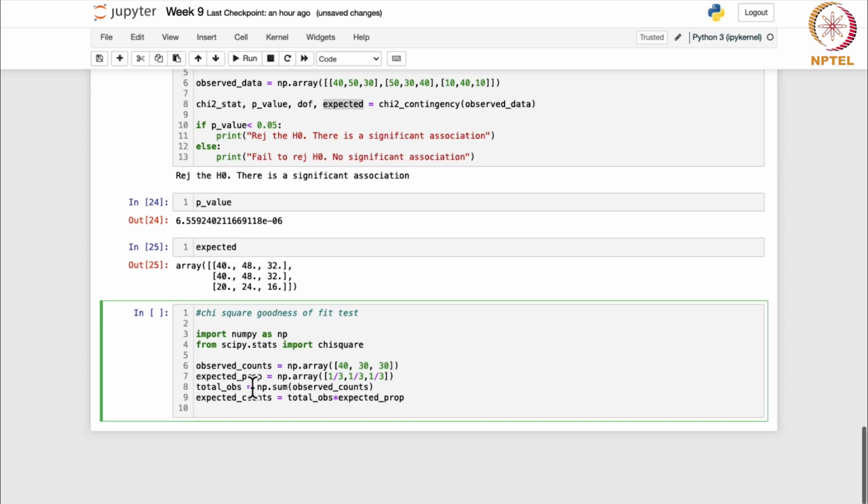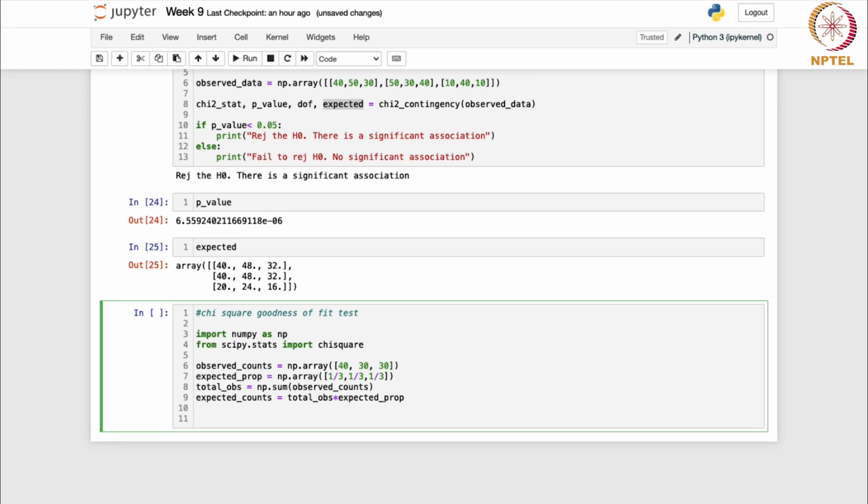Okay. So first you have the observed counts, then you have your expected proportions for each event under the null hypothesis. So we are assuming that each event is equally likely, so the proportion is 1 by 3 for each of them. Then here we are calculating the total number of observations. We sum up all the observed counts, and then we calculate the expected counts for each event based on the total observations and the expected proportions. So you are going to multiply them in order to get the expected counts. Okay. Now you can perform your chi-square test.